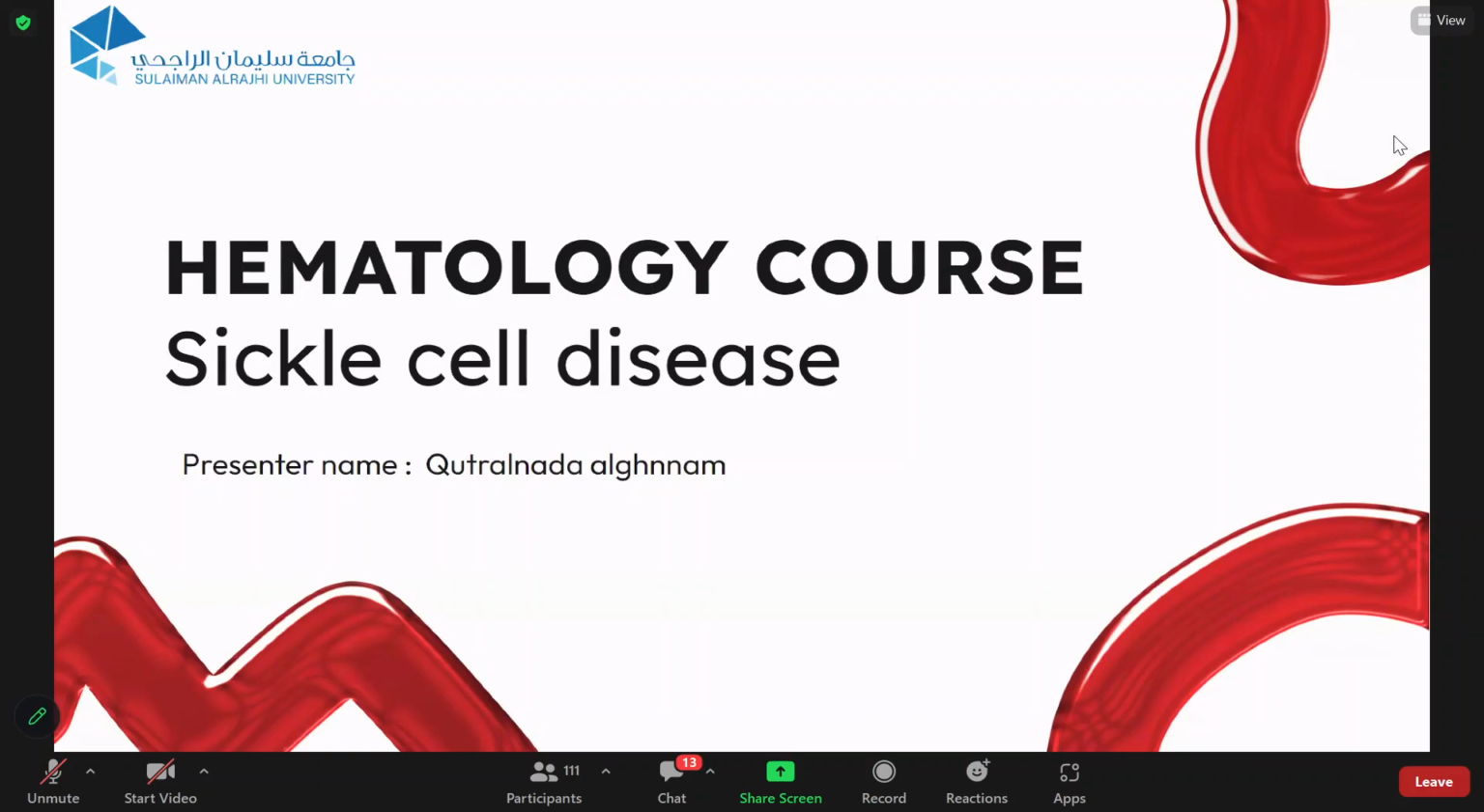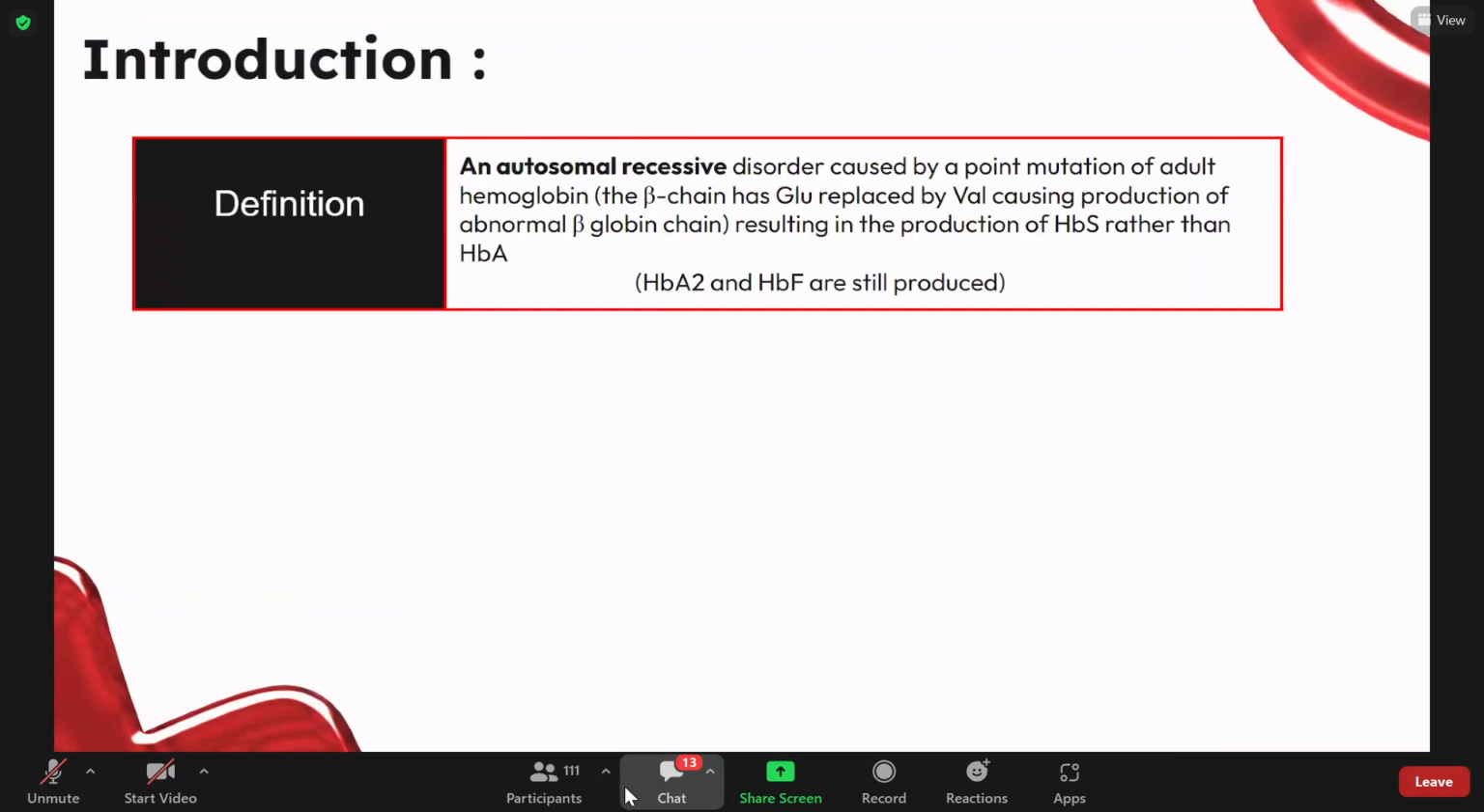Hello everyone, I'm Qatrinada and I will explain sickle cell disease. So what is sickle cell disease? It's an autosomal recessive mutation leading to the presence of hemoglobin S instead of hemoglobin A, which is the normal one, produced by replacing glutamic acid with valine in the beta chain. Also, in sickle cell anemia, hemoglobin A2 and hemoglobin F are still produced as a compensatory mechanism.